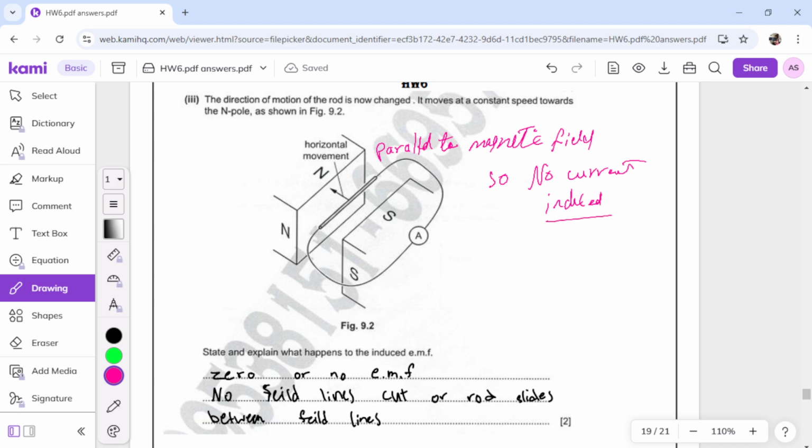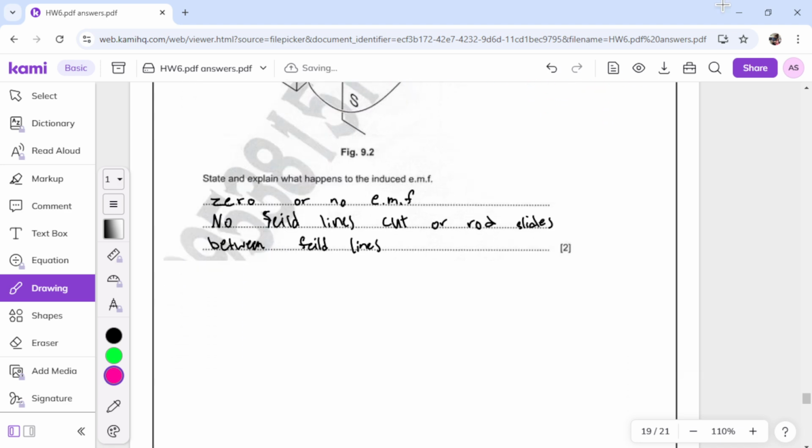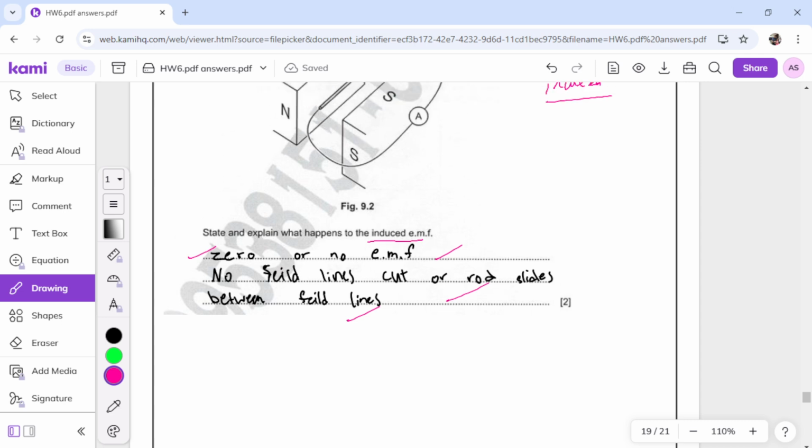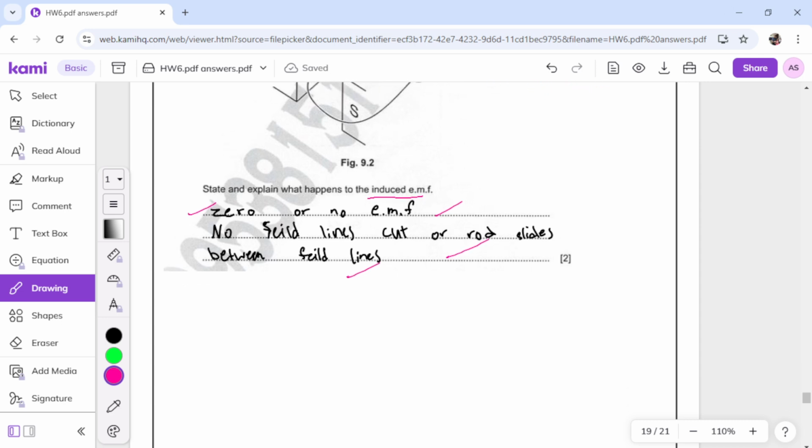Very important. I think I said this in the class. State and explain what happened to the induced EMF. Zero, no EMF induced. Because the wire doesn't cut the magnetic field. There is no cut to the magnetic field, so there are no field lines cut by the rod.